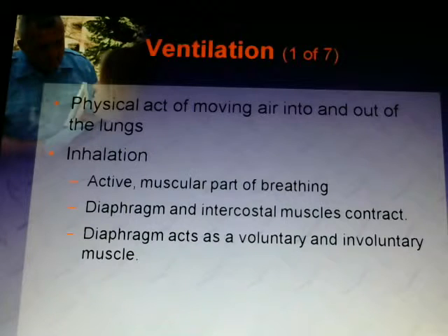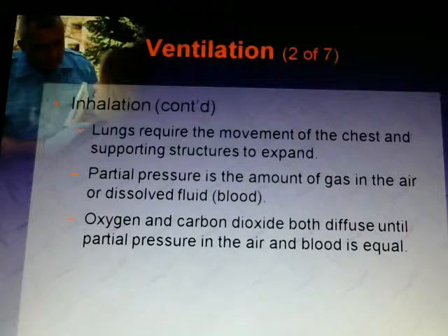Ventilation is the physical act of moving air into and out of the lungs. On inhalation, since this is an active muscular part of breathing, the diaphragm and the intercostal muscles contract. The diaphragm acts as both a voluntary and involuntary muscle. Lungs require the movement of the chest and supporting structures to expand. Partial pressure is the amount of gas in the air or dissolved in fluid over the blood. Oxygen and carbon dioxide both diffuse until partial pressures in the air and the blood are equal.